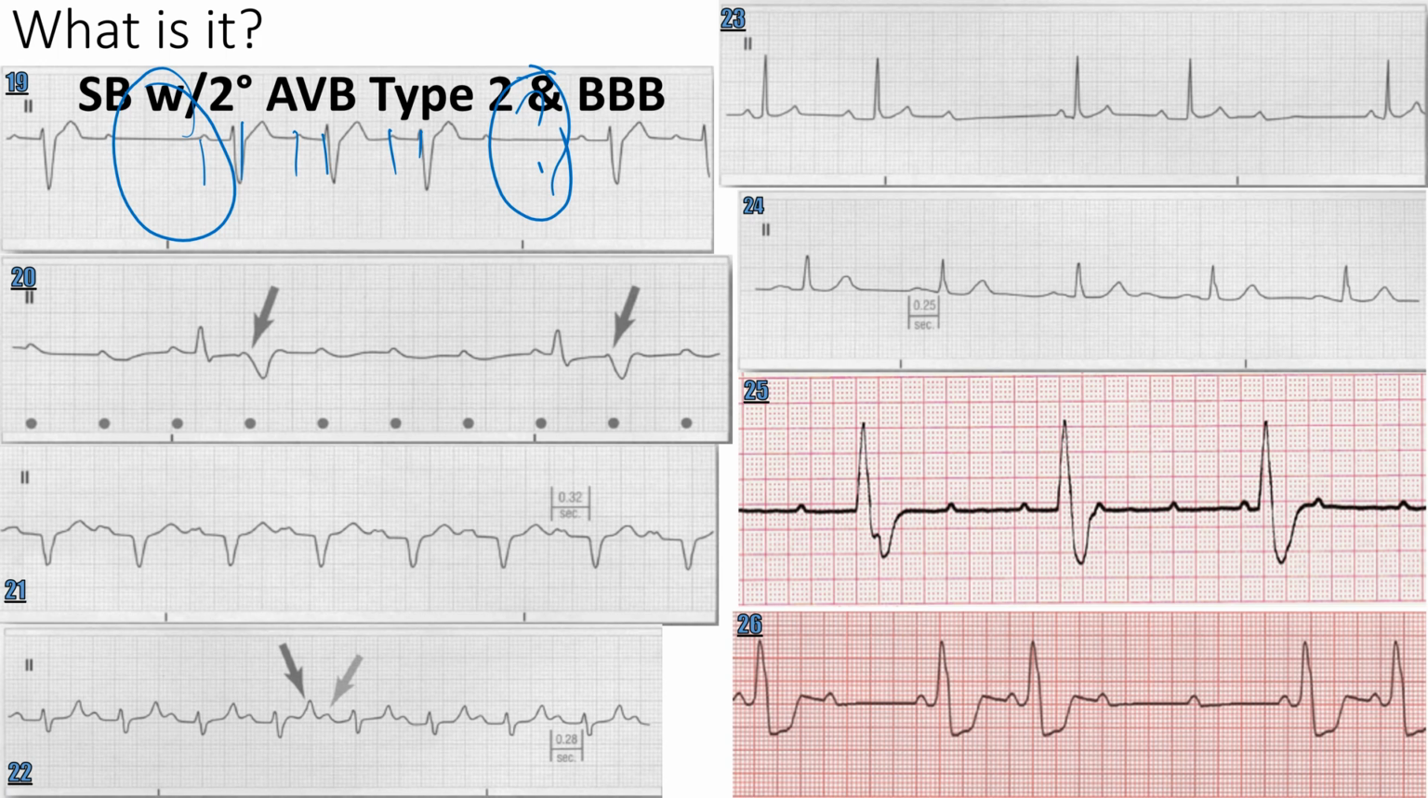And you got a bundle branch block too. That's like, well, I got a wide QRS, that must mean I have a third degree. But that's something that patients can also have.